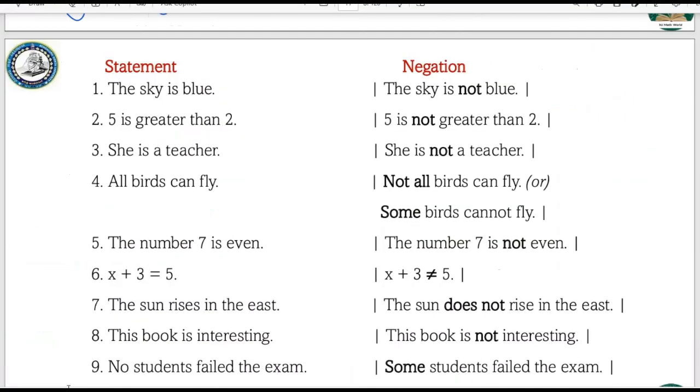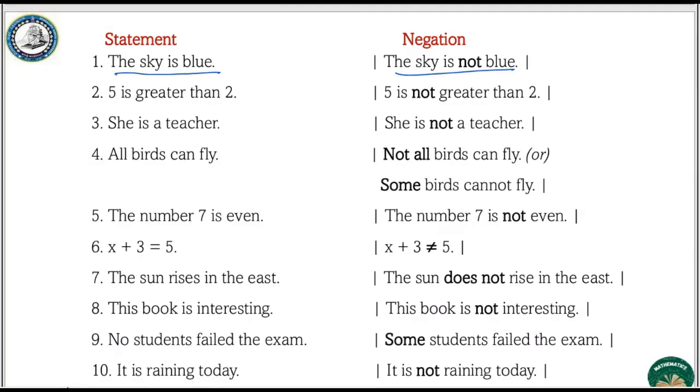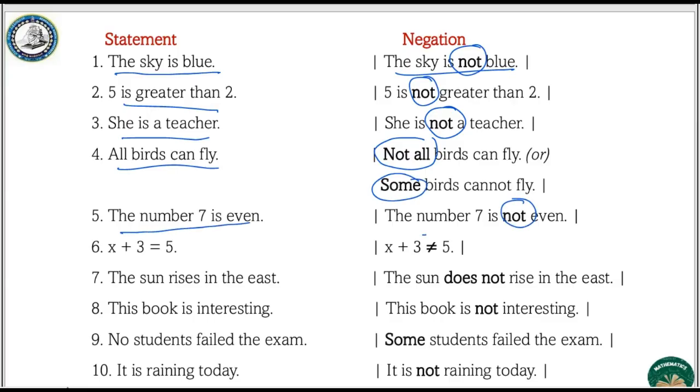Then we have some examples. We'll quickly go through the examples. The sky is blue, the sky is not blue. 5 is greater than 2, 5 is not greater than 2. She is a teacher, she is not a teacher. All birds can fly, not all birds can fly, or we can write some birds cannot fly. The number 7 is even, the number 7 is not even. X plus 3 equals 5, x plus 3 is not equal to 5. The sun rises in the east, the sun does not rise in the east. This book is interesting, this book is not interesting. No students failed the exam, some students failed the exam. It is raining today, it is not raining today. So these are some examples for negation.